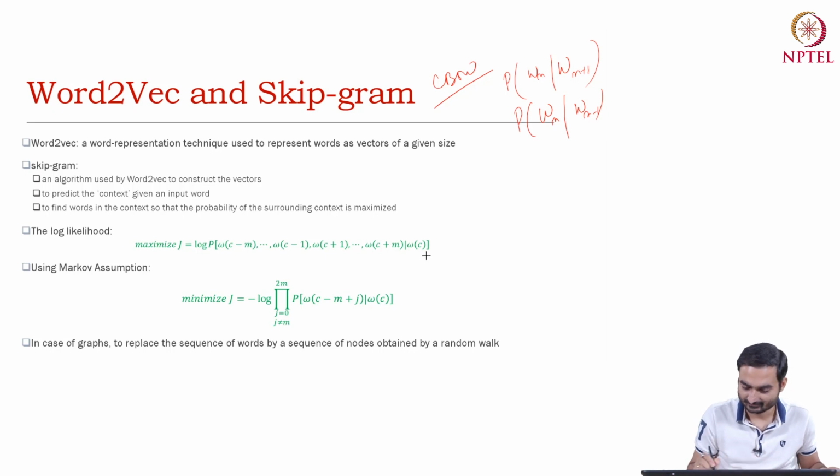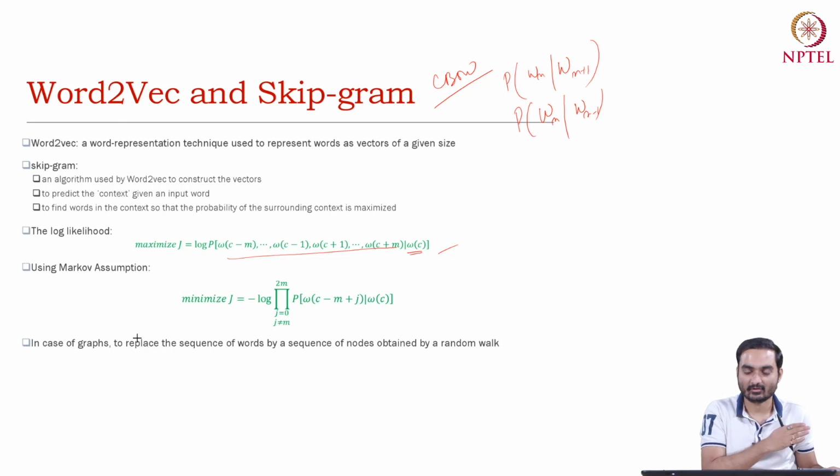So, you see here in the case of skipgram, given the central word, you predict the context words. Let us say there are m context words before C and m context words after C. You measure the log probability, this is basically the log likelihood, of the m context words before C and m context words after C, right.